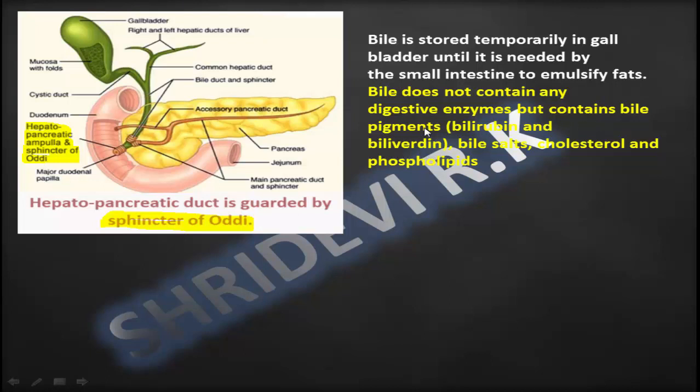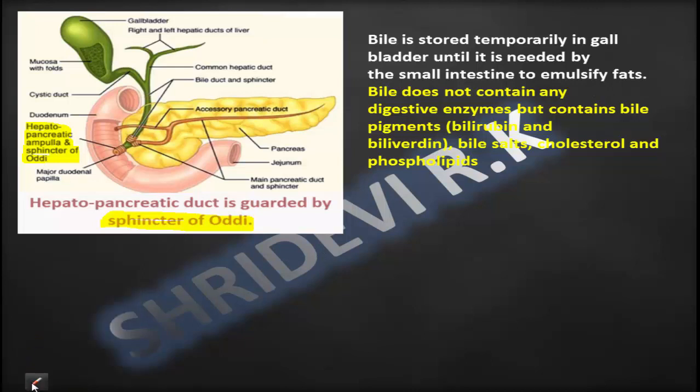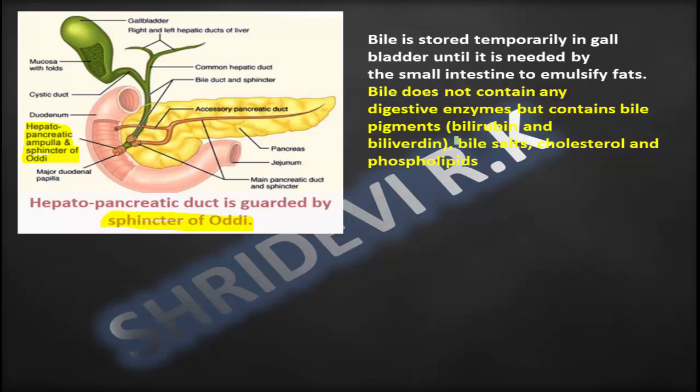These are the two pigments which are present in the bile juice. And bile salts. The bile salts play an important role in the emulsification of fat. Without emulsification, fat digestion is impossible. So for the digestion of fat, bile salts are compulsorily required, and these bile salts are necessary for emulsification of the fat, without which the fat molecules are not completely digested.